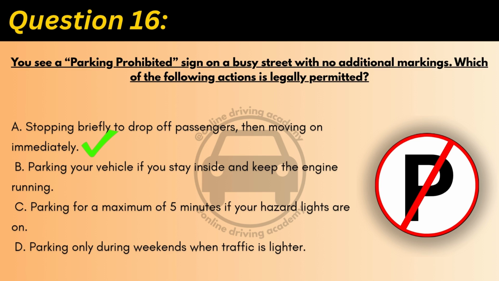With option C, it says parking for a maximum of 5 minutes if your hazard lights are on. That's still not allowed. With option D, it says parking only during weekends when traffic is lighter. Now parking is not going to be allowed here all the time, whether it's during weekends when traffic is lighter or the opposite, right? So only option A is our correct answer.